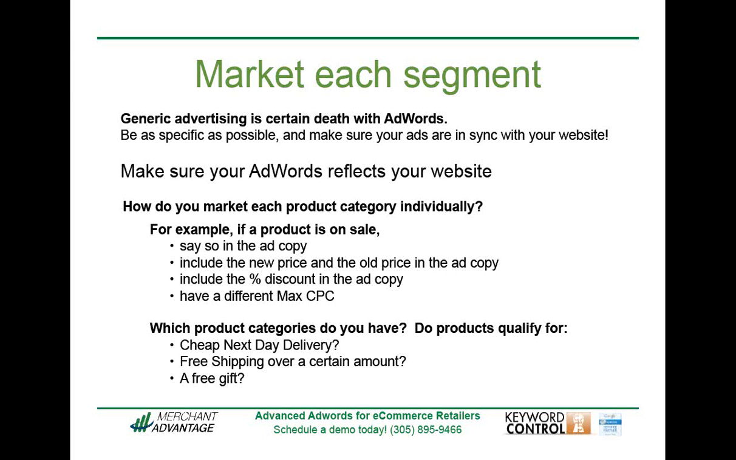If a product is on sale, say so in the ad copy. Include the price in the ad copy. Include the percent discount. Treat that ad group differently. With sale price items, you might expect better click-through rates. You might want to have a different max CPC on that ad group. So when you're thinking about how to be more specific in advertising your product, think about what kind of categories the individual product falls under, what promotions, and the different kinds of subcategories of that product. Cheap next day delivery, free shipping over a certain amount, a free gift.